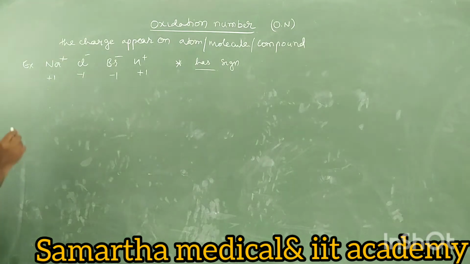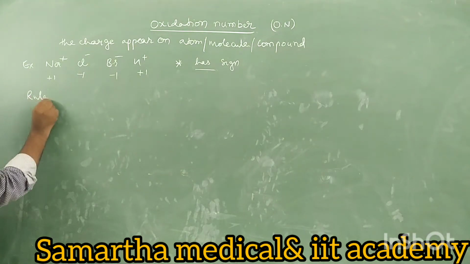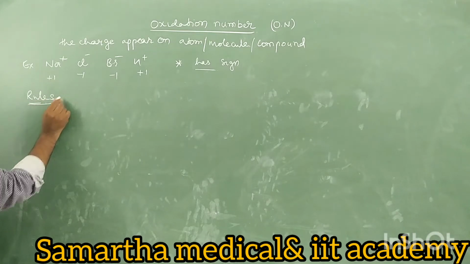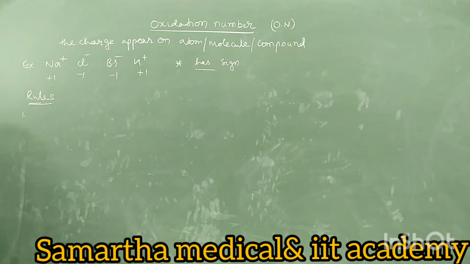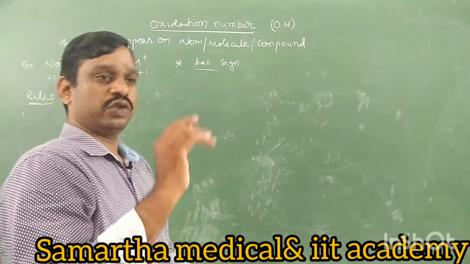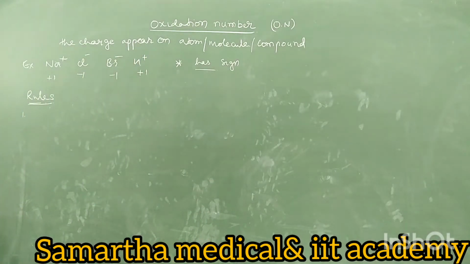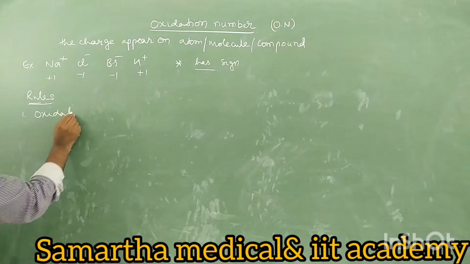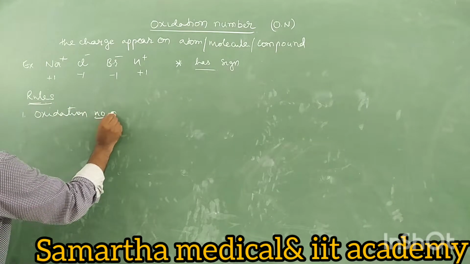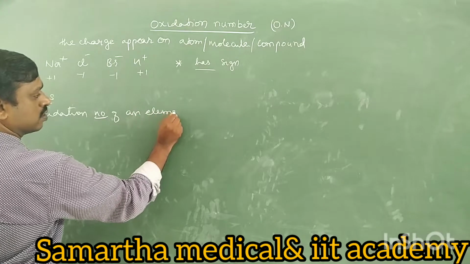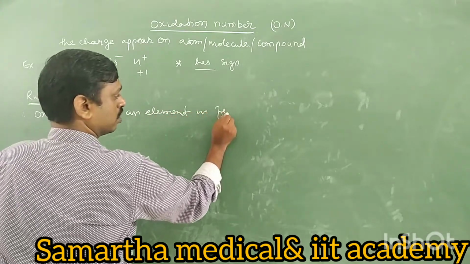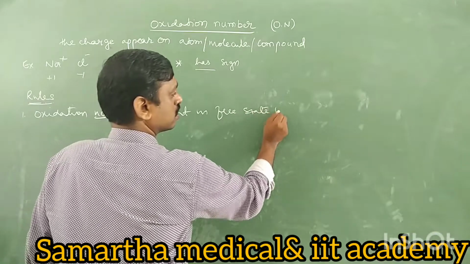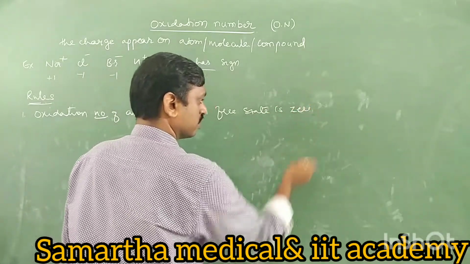Okay. Next, let us see the rules for calculating oxidation number. What are the important rules? The first rule is the oxidation number of an element in its free state is 0. Yes or no? Oxidation number of an element in its free state is 0. Can you tell me an example?